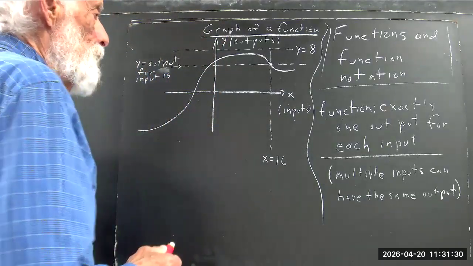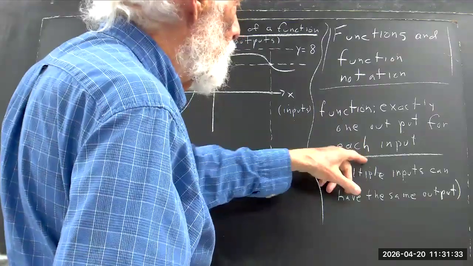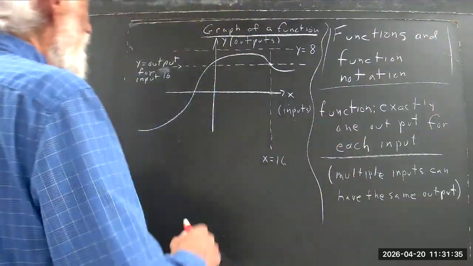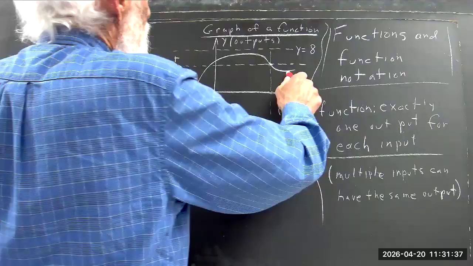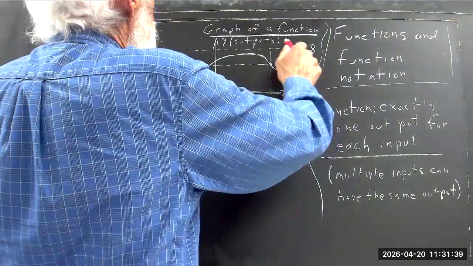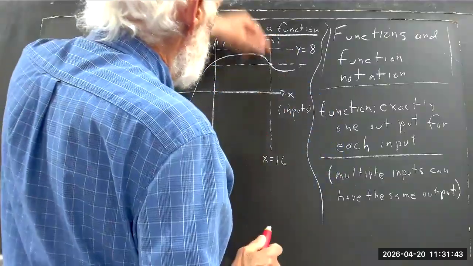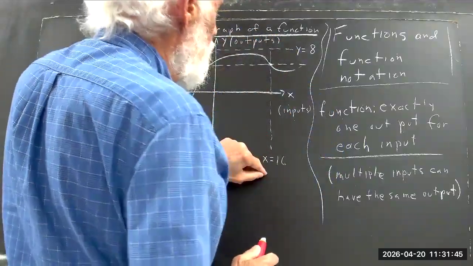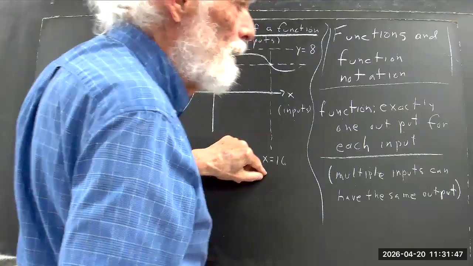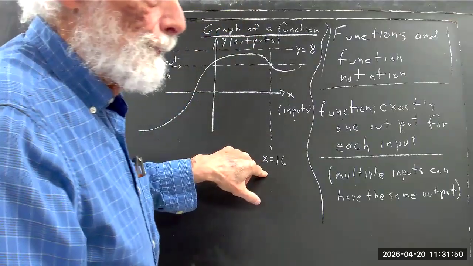The one rule is you get exactly one output for each input. So you can't have a curve. Let's say that I wanted to extend this curve and wanted it to double back over here. If it doubles back, then there's going to be another point where the curve crosses X equals 16. And you're not going to get just one answer.